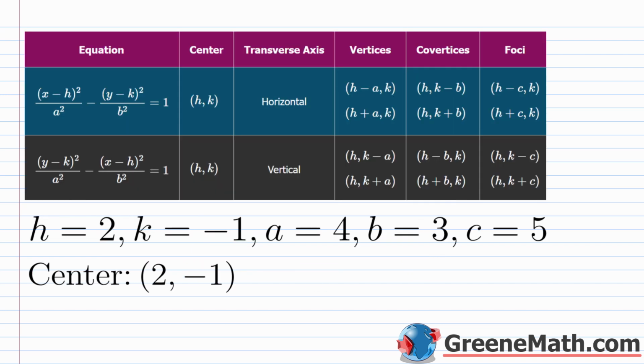Coming down here with our table, our center is at h comma k. So the center is going to be at 2 comma negative 1. Again, h is 2, k is negative 1. We're working with the bottom row here, which is for a transverse axis that is vertical. So the vertices are h comma k minus a, and h comma k plus a. The covertices, h minus b comma k, h plus b comma k, and the foci, h comma k minus c, and then h comma k plus c.